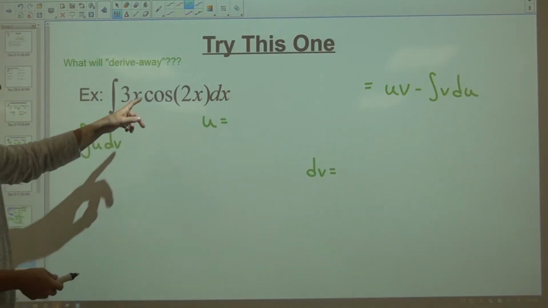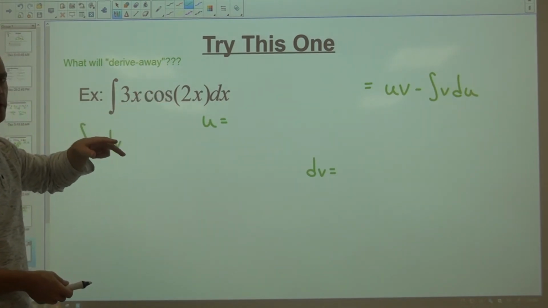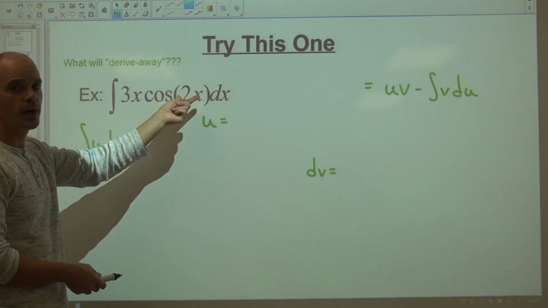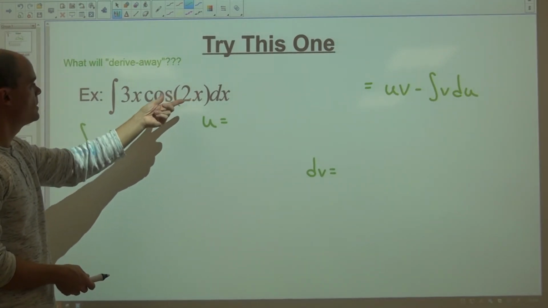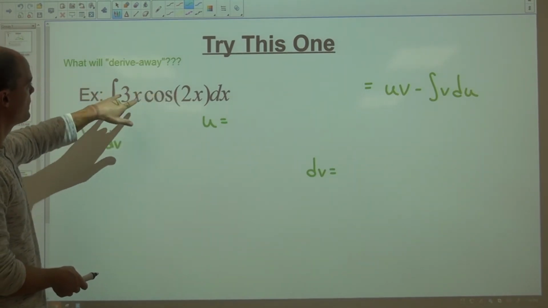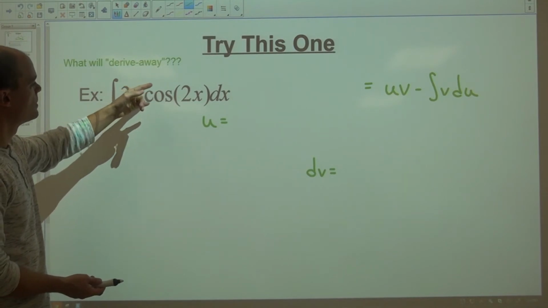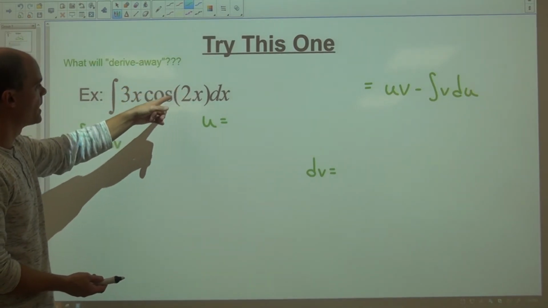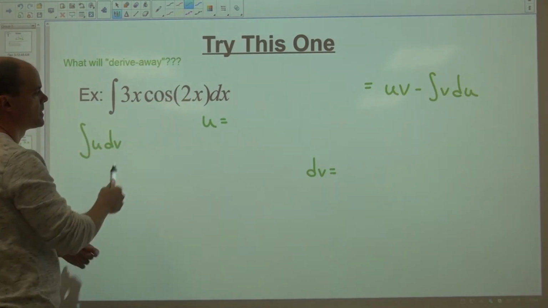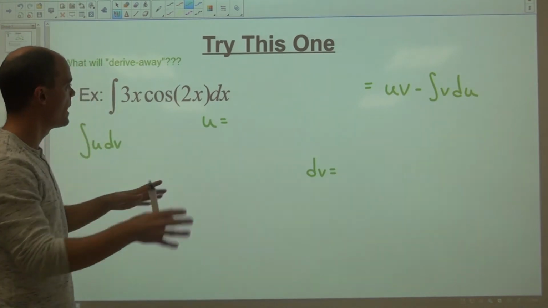Well, certainly if I take a derivative of cosine, I'm just going to shuffle between sine and cosine infinitely, so that's a waste of time. If I just pick this as u, it will derive away. But then dv would have to be 3x cosine. Well, cosine of what? Well, 2x is already in there. I can't let u be just the inside of the cosine, because dv has to be everything else. When you set this up, you must choose everything.